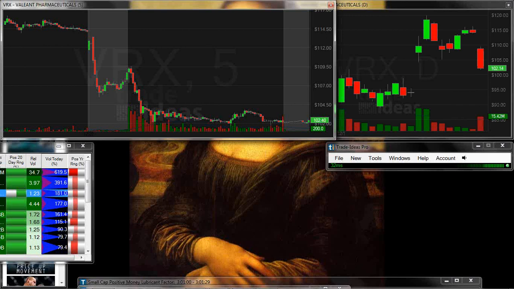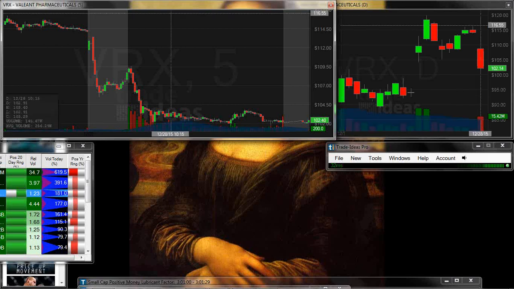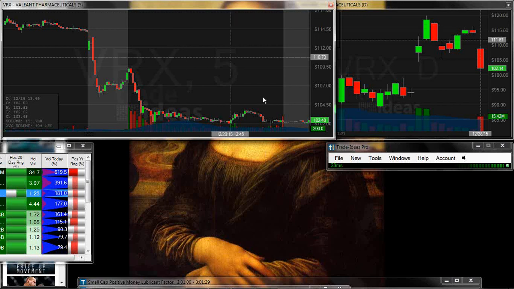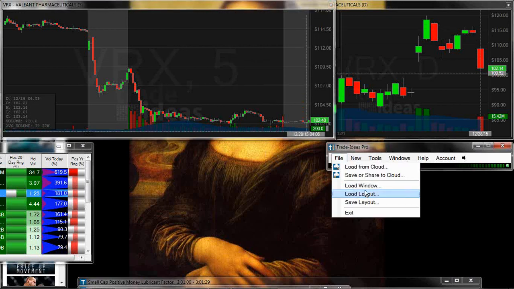So what I'd also like to point out is, in the beginning of the market, there were some very good short opportunities that just kind of stuck out like a sore thumb. And let me bring up another layout here. Bear with me.